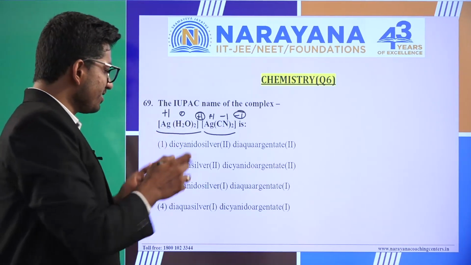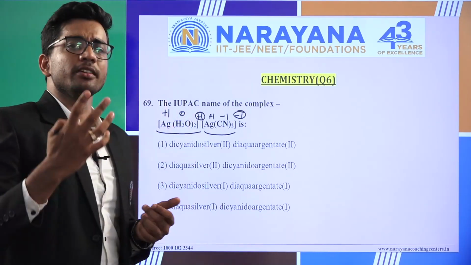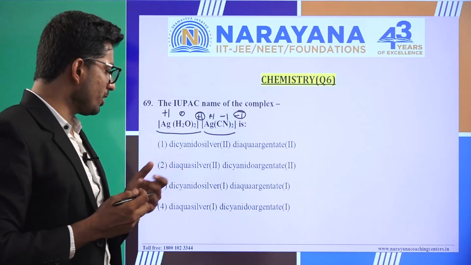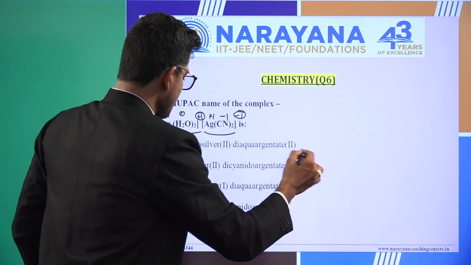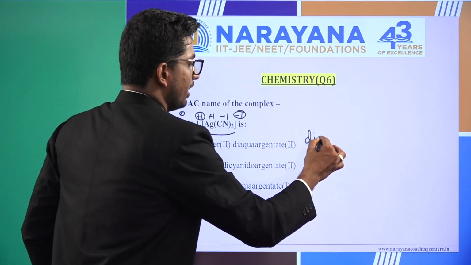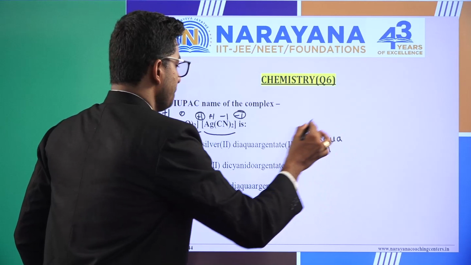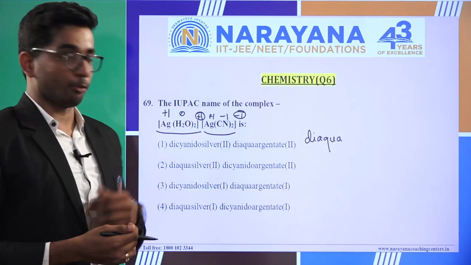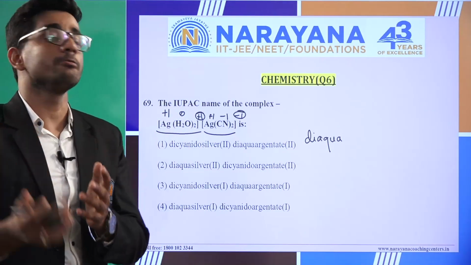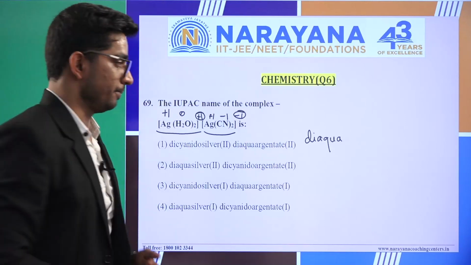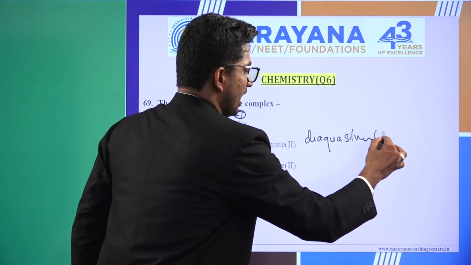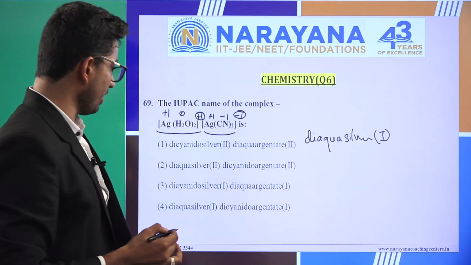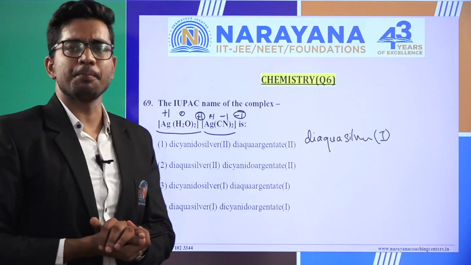Here we can see water is the ligand and two water molecules are present. For water we use aqua, so we are going to have diaqua. Then we have silver, and what is the charge on silver? It is +1, which has to be written in Roman numerals. So that will be diaquasilver(I). That is fine. Let's move to the anionic part.